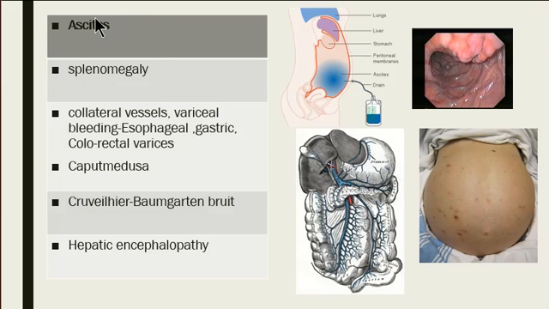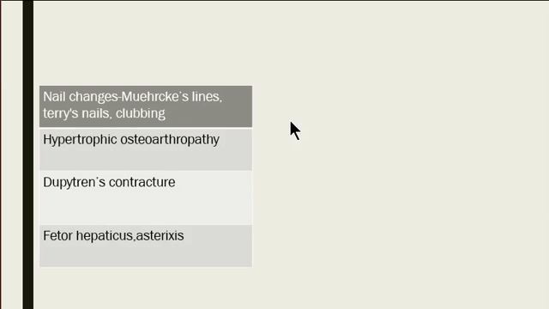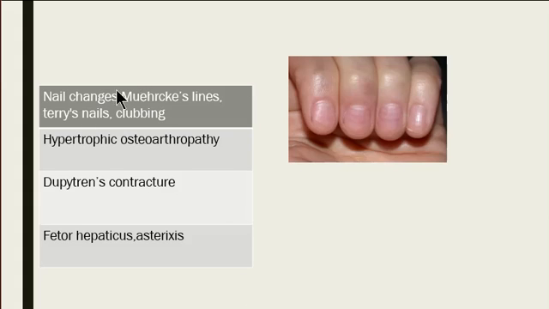So far we've seen ascites, which was accumulation of fluid in the peritoneum. Apart from that, we saw certain findings that were because of portal hypertension. So now let's discuss some nonspecific or unestablished findings that we see in cirrhosis. The first one we have is nail changes.